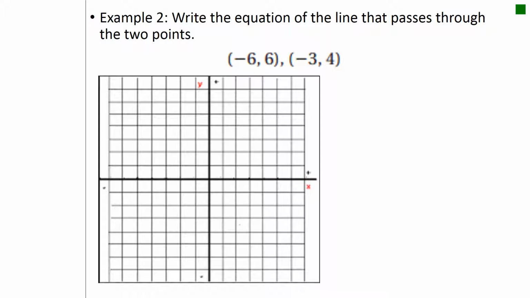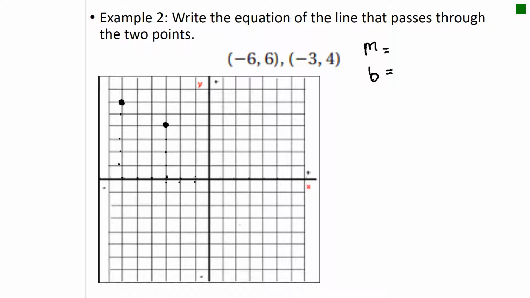In this example, they didn't plot the points for us, so it's just one more step we have to do. So I'm going to plot the points. (-6, 6): 1, 2, 3, 4, 5, 6. I went back to the left 6, and then 1, 2, 3, 4, 5, 6, and there you can see the dot coming in. And I need to go to (-3, 4), so you can see little dots while I'm counting: 1, 2, 3, and then 1, 2, 3, 4. Okay, so I've got those 2 points plotted, and I'm going to look for the slope and look for the intercept.